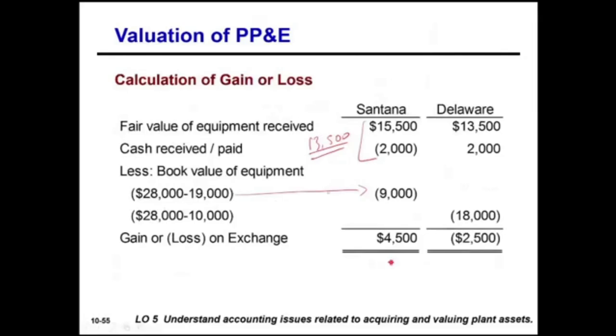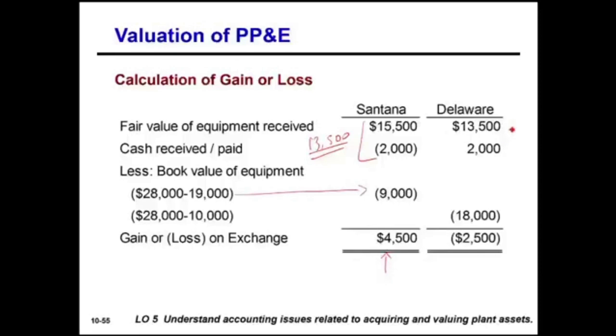So the loss on the exchange is 4,000. I'm sorry, the gain here, because I made a mistake about the book value. The book value is less than the fair value. So we have a gain of 4,500. We have a gain.